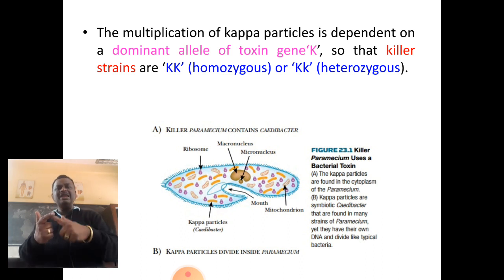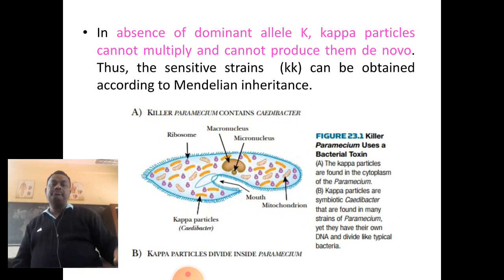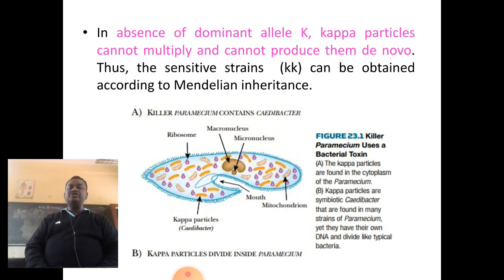If any one of this is absent, they become sensitive strain, and the sensitive strain will have the effect of paramecin on them. So, absence of capital K or dominant allele will not make the Kappa particles multiply, and also there is no synthesis of new Kappa particle production. So, this is the importance of sensitive strain.